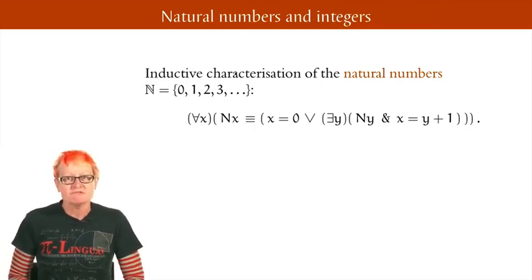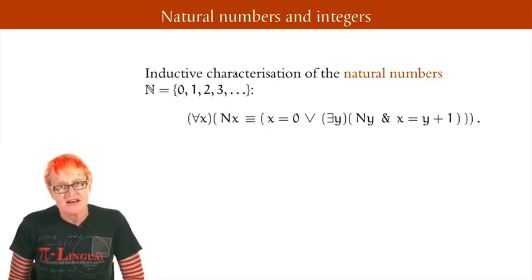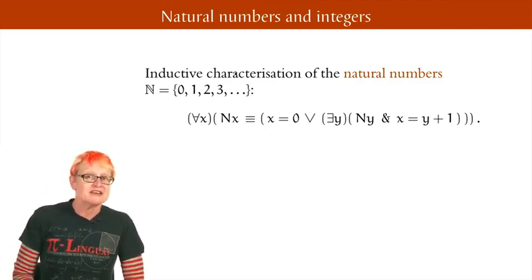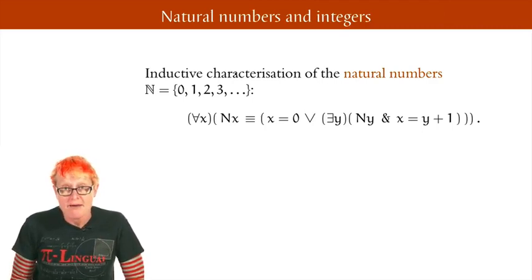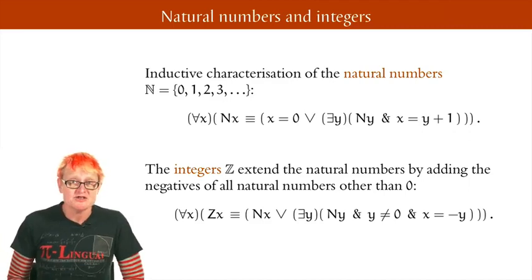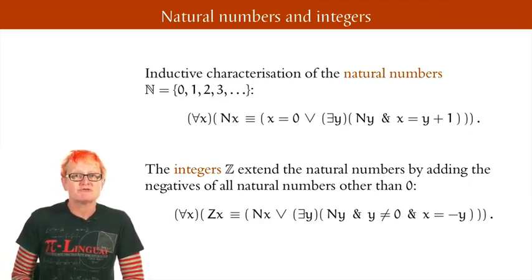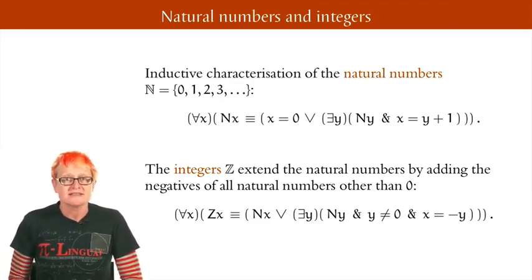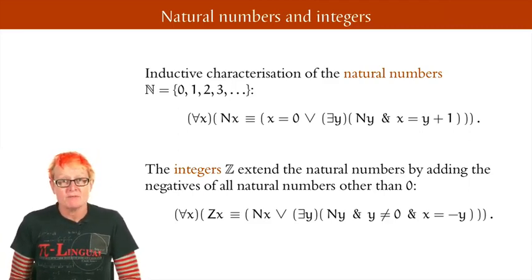Within this standard model of the reals, we can express the usual inductive characterizations of the natural numbers. For all x, x is a natural number if and only if either x is 0 or x equals y plus 1 for some natural number y. We can then take the next step up and define the integers. For all numbers x, x is an integer if and only if either x is a natural number or there is some natural number y different from 0 such that x equals negative y, or equivalently, x plus y equals 0.